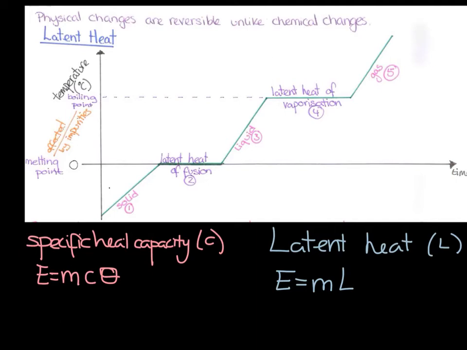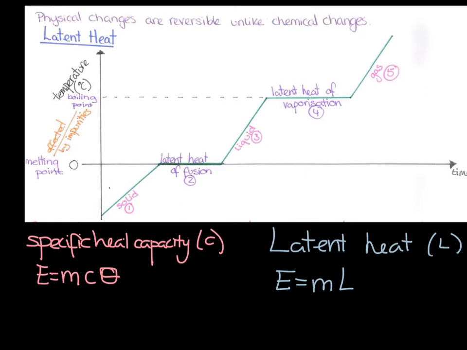Now this means that if you're given a question where they've asked you to calculate how much energy is required to change a solid, let's say at this temperature, into a liquid, let's say this temperature of 0 degrees C, we need to not just calculate the energy required to raise the temperature of the solid up to 0 degrees C, we also have to calculate the energy needed to turn the solid into a liquid, because that requires energy. And that energy is our latent heat.